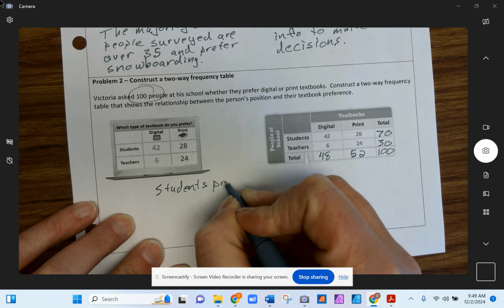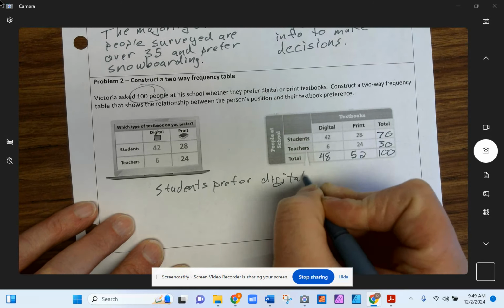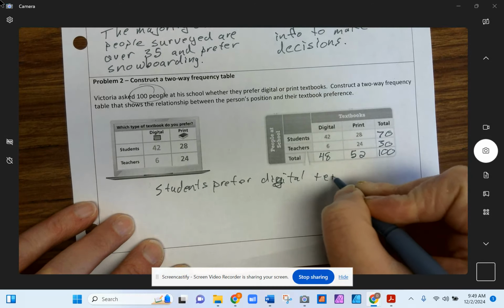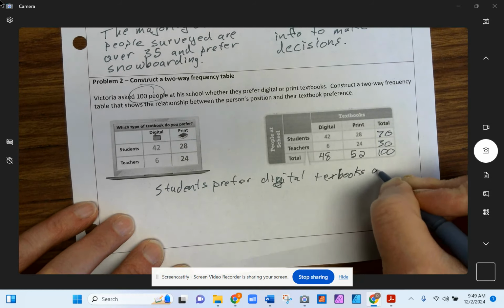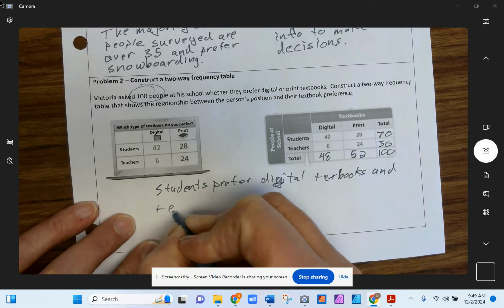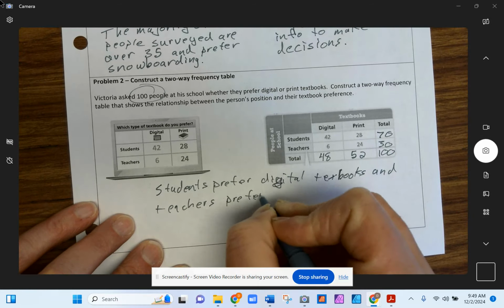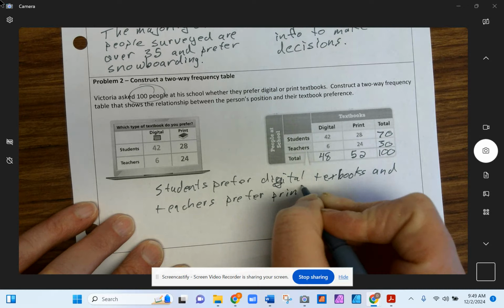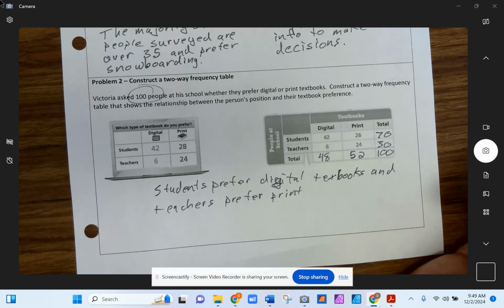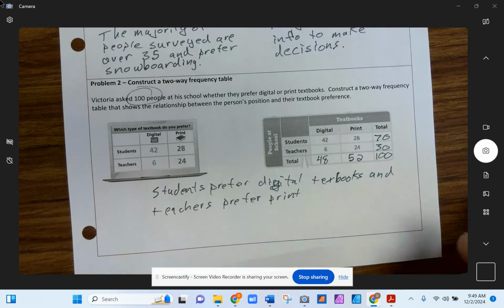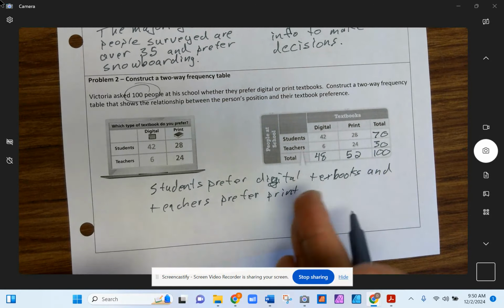Which is not surprising, right? Students prefer digital textbooks, and teachers prefer print. But, right, you've got 70 students versus 30 teachers that were surveyed, which, I mean, yeah, you're going to have more students than teachers. But anyway, that's how you would construct and then interpret these, right?